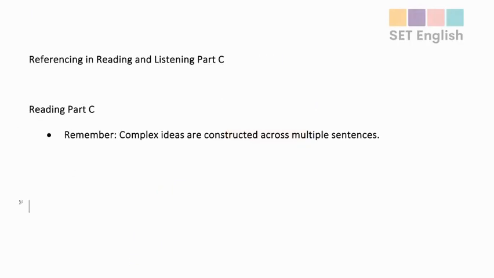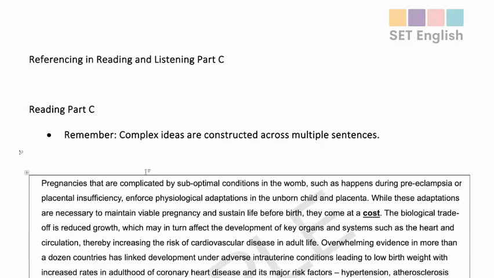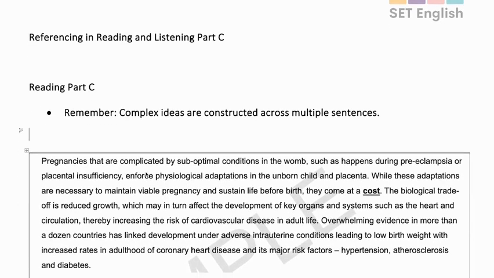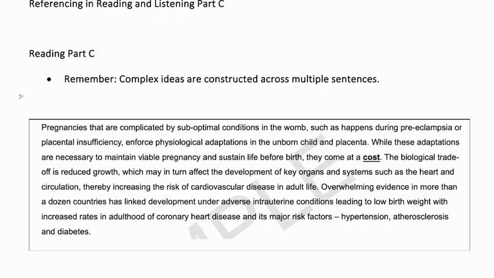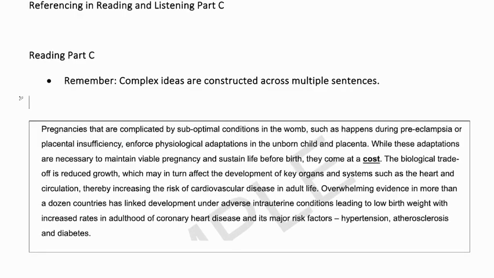Let's bring back this text here. Okay, let's have a look at this text. Let me scroll up a little bit. Now, in this text, there are loads of examples of referencing. I'll pick some out. Okay, let's get our pen and we'll pick some out. Right, let's go through. Pregnancies that are complicated by suboptimal conditions in the womb, such as happens during preeclampsia or placental insufficiency, enforce physiological adaptations in the unborn child and placenta. Wow. Vocabulary is difficult there, isn't it?